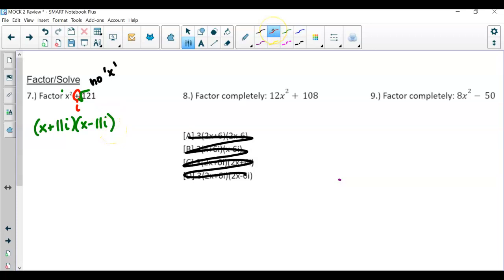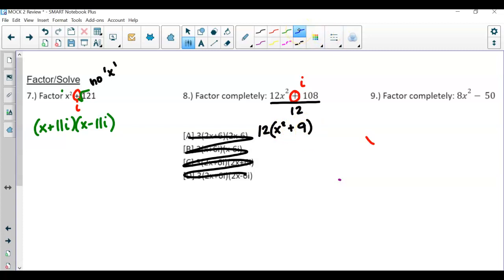Then here, same thing. We have no x and we have the sum. So again, in our factored form, we do need i. Then we need, first off, the GCF. In this case, the GCF here is 12. So I'm going to take out my GCF of 12. And now I've got x squared plus 9.